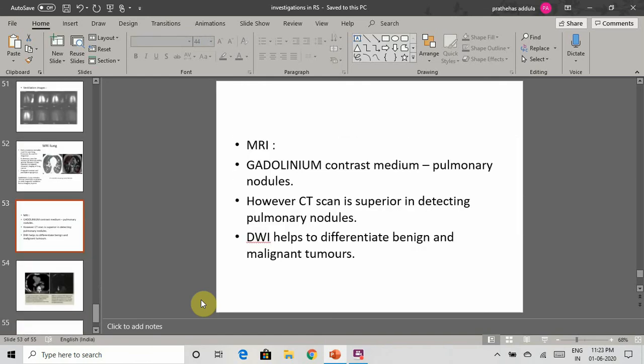MRI with contrast, gadolinium contrast is used to identify pulmonary nodules. However, CT scan is superior in detecting pulmonary nodules. DWI imaging helps to differentiate benign and malignant tumors.